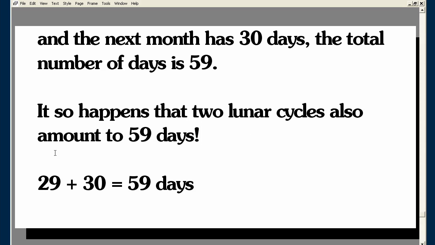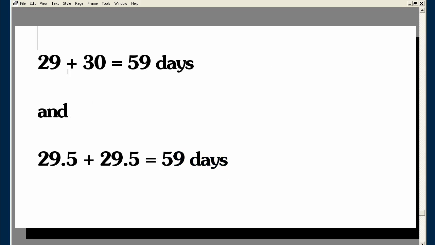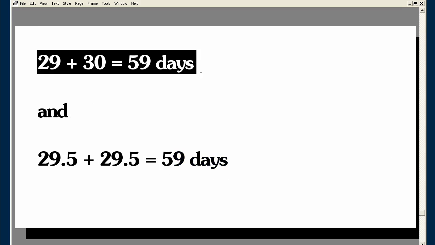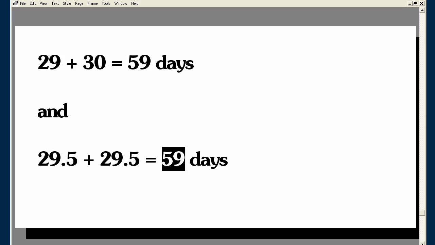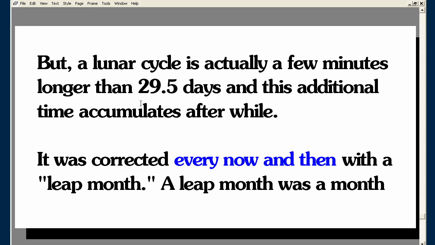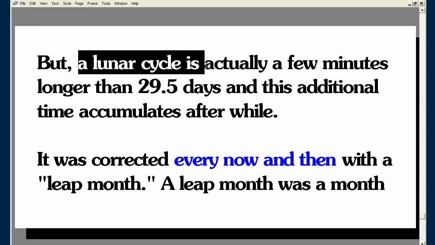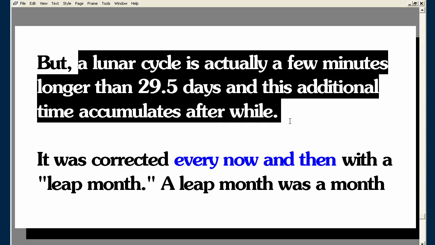So if we compare the two equations, we find that 29 plus 30 equals 59 days, and 2 lunar cycles, each being 29 and a half days in length, also equals 59 days. So having 1 month of 29 and 1 month of 30 days equals 59 days keeps up with the lunar cycles quite well. However, a lunar cycle is actually a few minutes longer than 29 and a half days, and this additional time accumulates after a while.